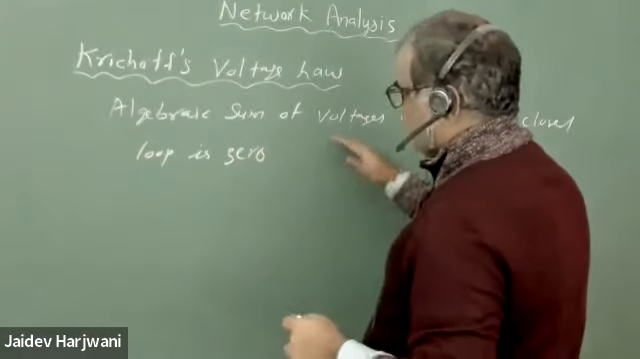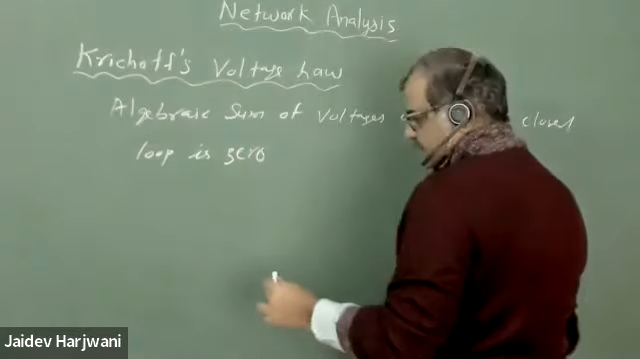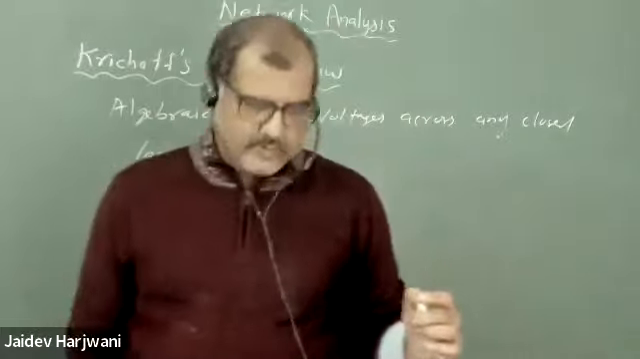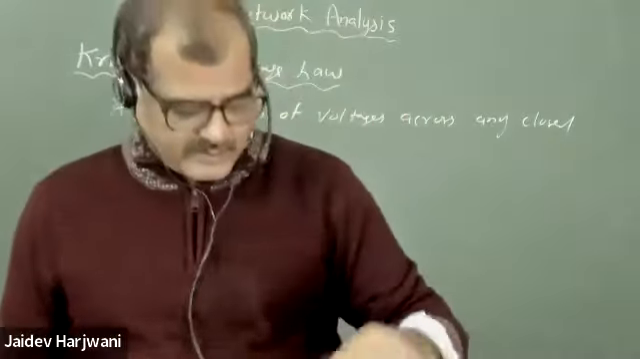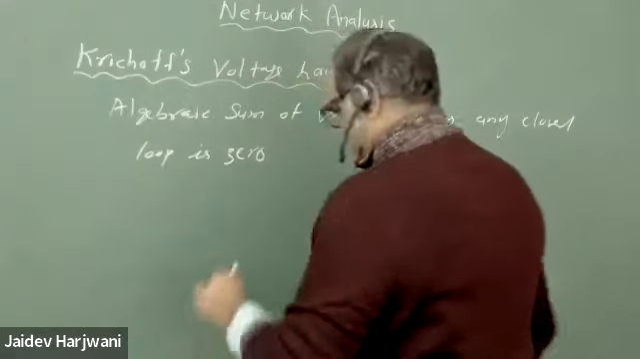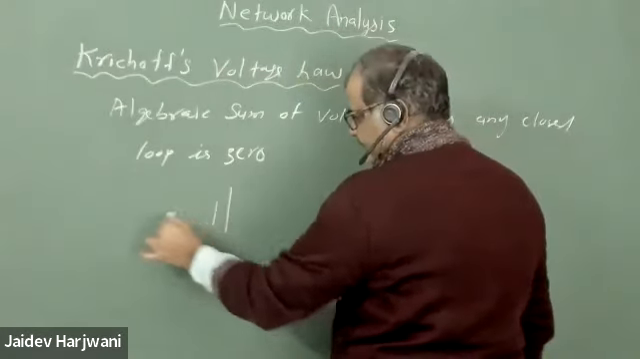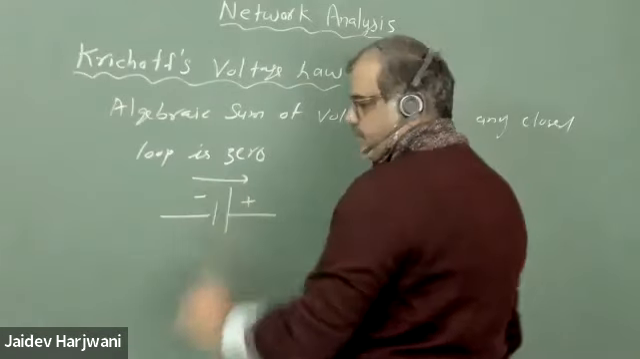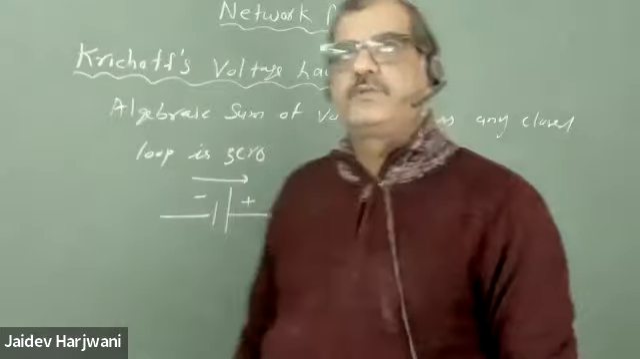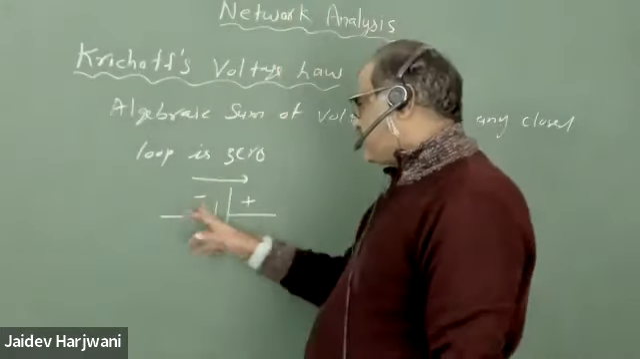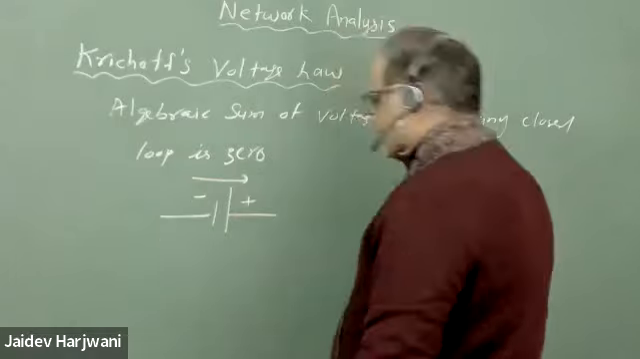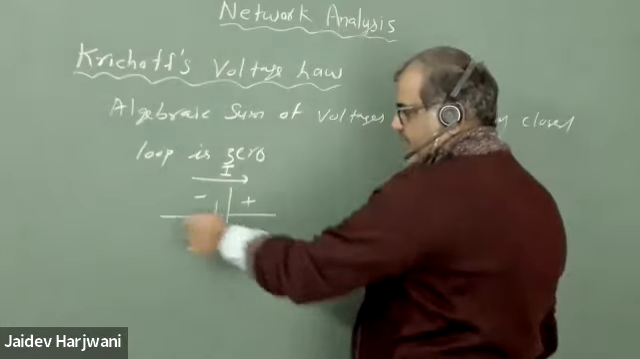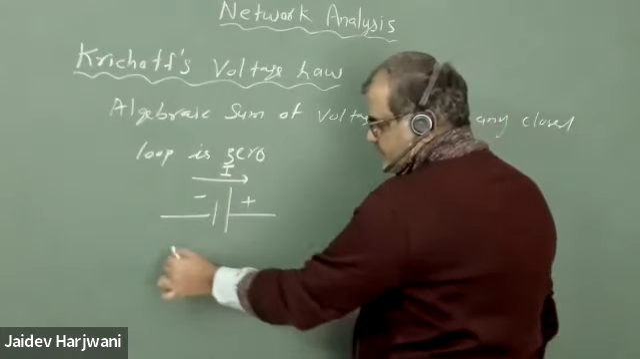Before I discuss this law, let me discuss what happens when you are moving in a closed loop and you come across voltages. Suppose you have a battery or source, and you are moving from negative potential to positive potential. Negative potential is always less than positive potential. So if you are moving in a loop from minus to plus, that is called voltage rise.